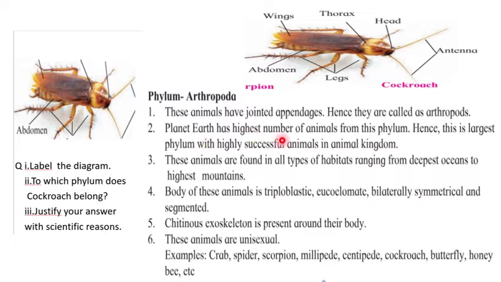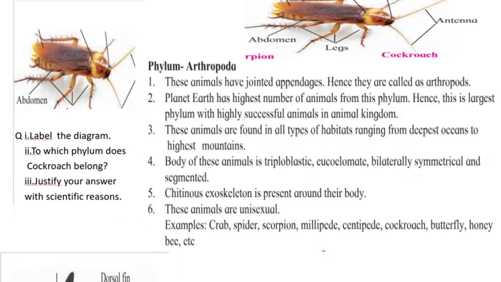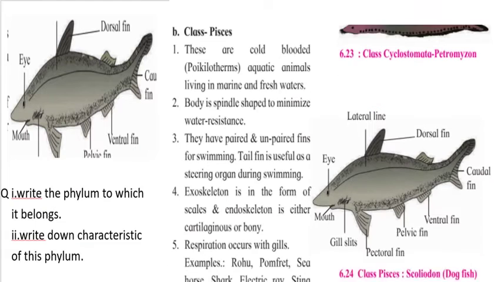The planet Earth has the highest number of these animals. It is the largest phylum, so this can be asked in an MCQ question. This animal is found in all types of habitat, from the deepest ocean to the highest mountain. The body of this animal is triploblastic, eucoelomate, bilaterally symmetrical and segmented, and a chitinous exoskeleton is present around the body. This animal is unisexual. Let us move to our next diagram based question.